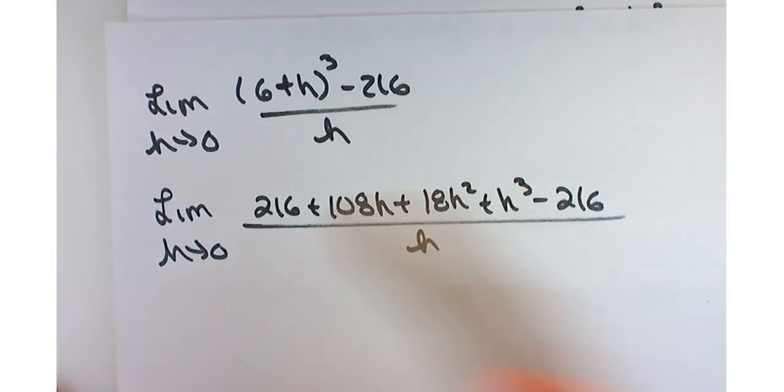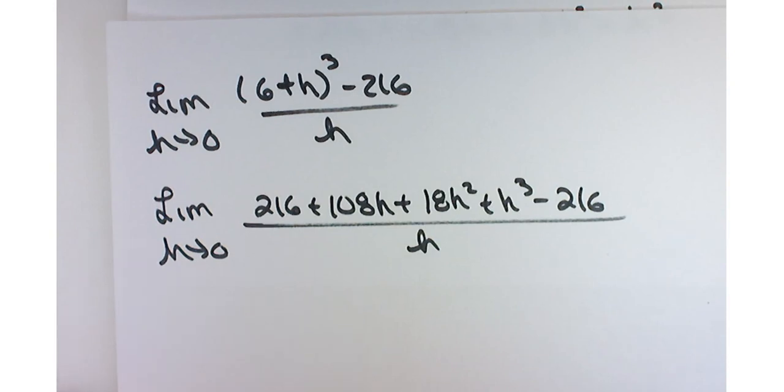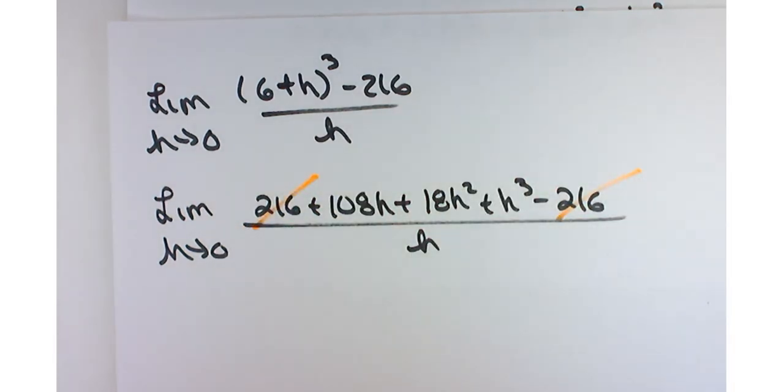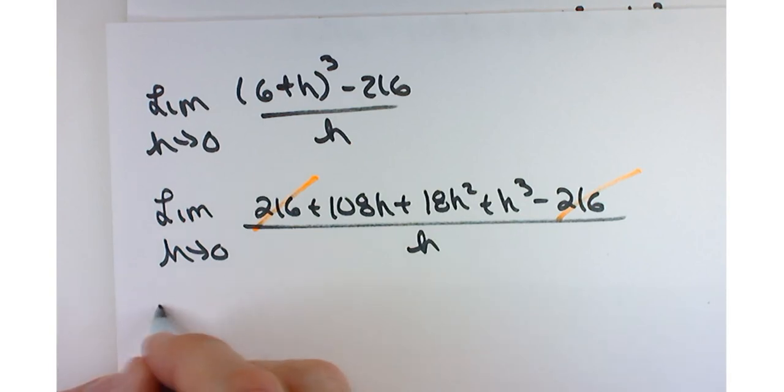I can't cancel the h in the bottom yet, but I will in a minute. But I got to do something first. 216. Let's get rid of the 216s, right? You have plus 216 and a minus 216. That gives you a 0 between those two. But we still have some other terms left.